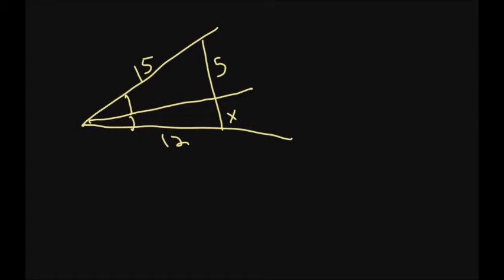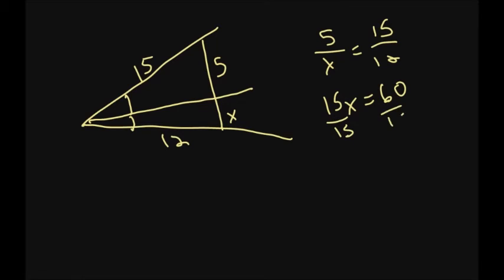Alright, next we have an angle that's bisected, and we created a triangle with that, and we know one of those sides is 5 and one is x, and so we can make a proportion out of that. The proportion would be 5 over x would equal 15 over 12. So we cross multiply. 15 times x is 15x, 5 times 12 equals 60, divide by 15, x equals 4.